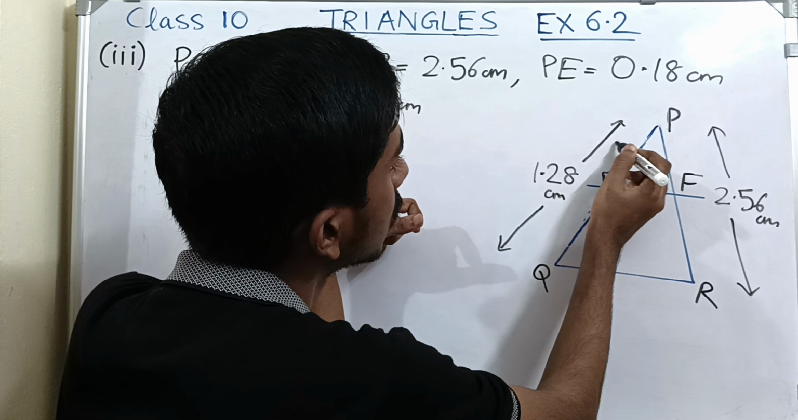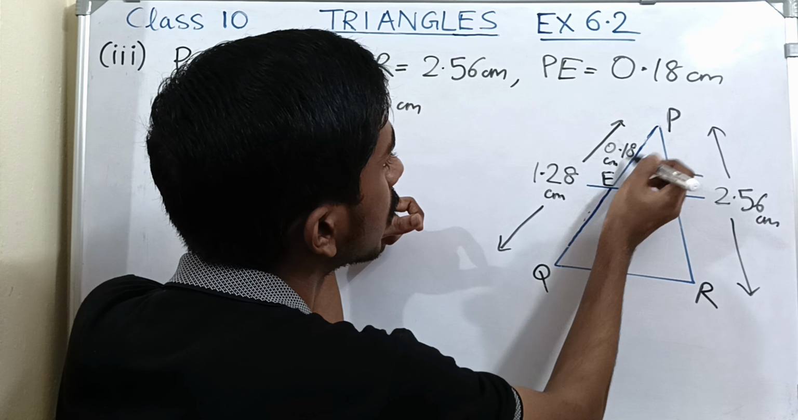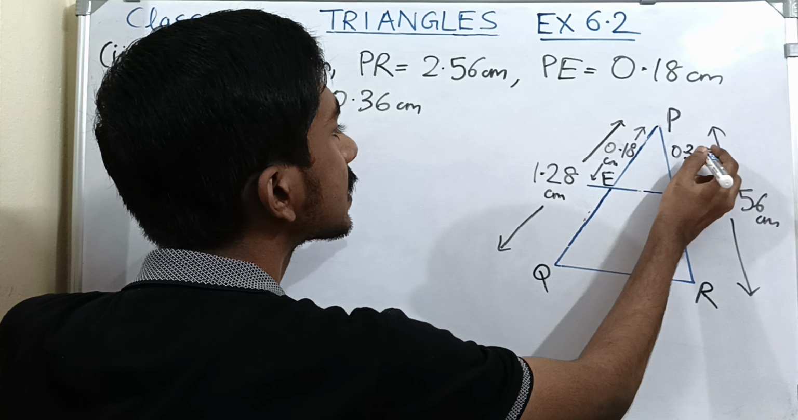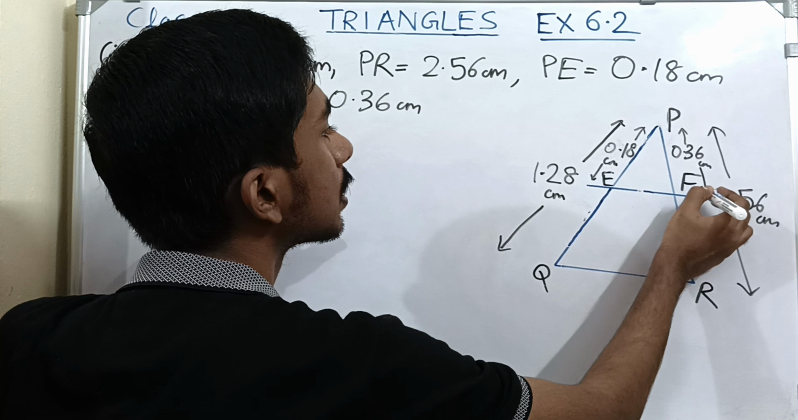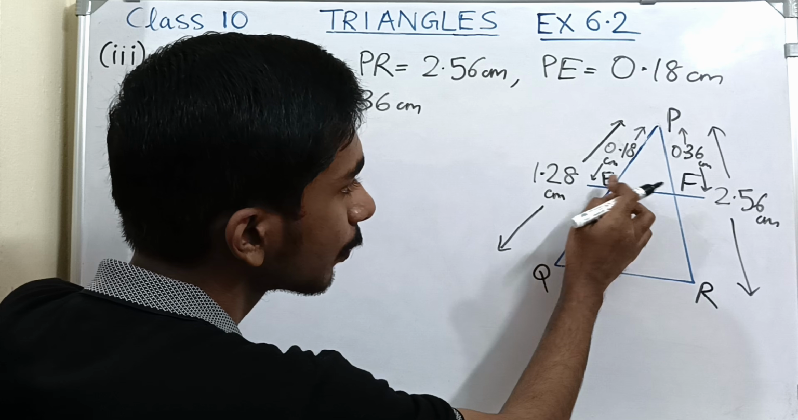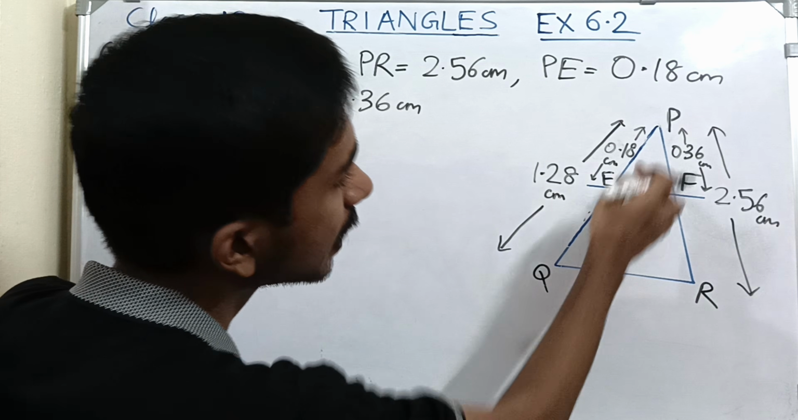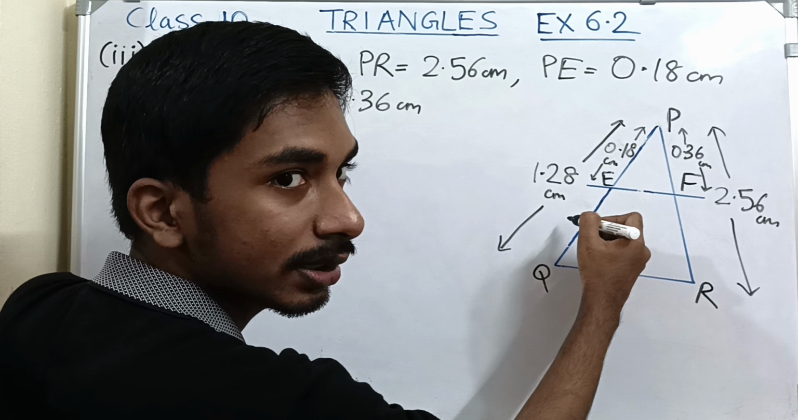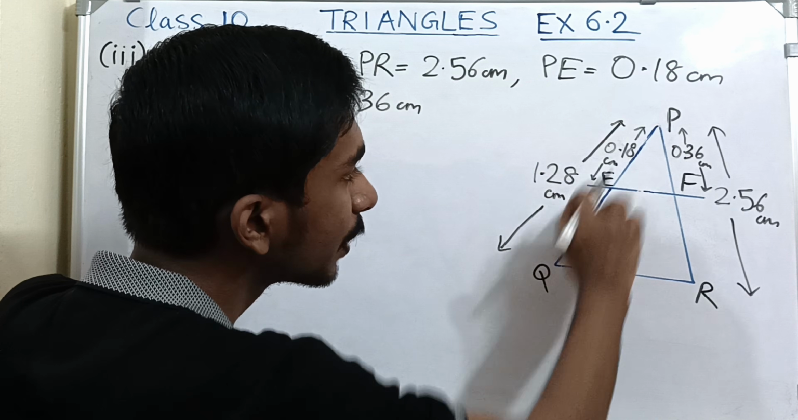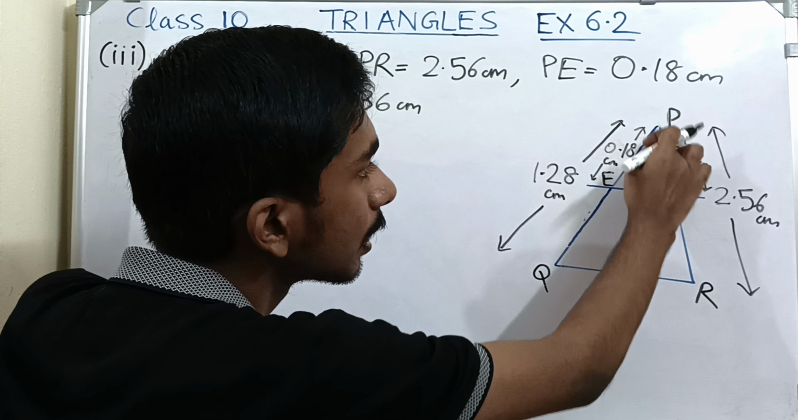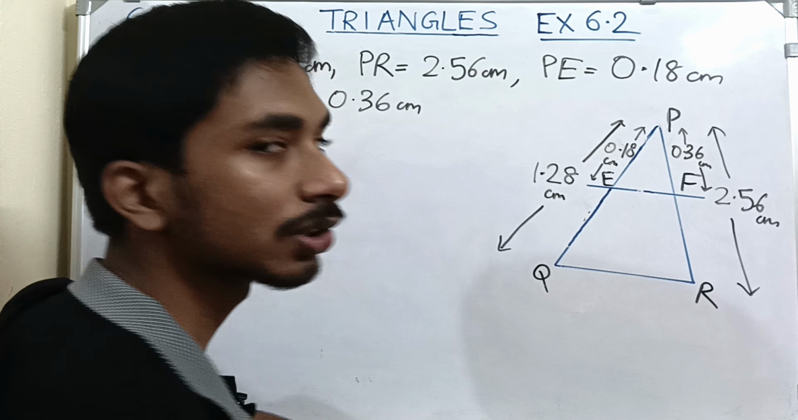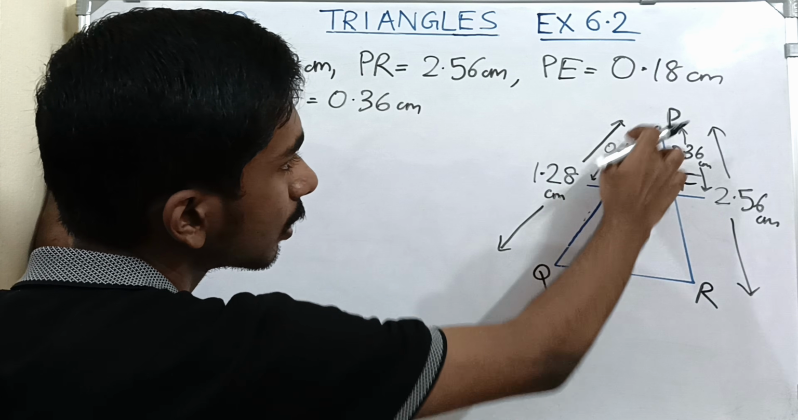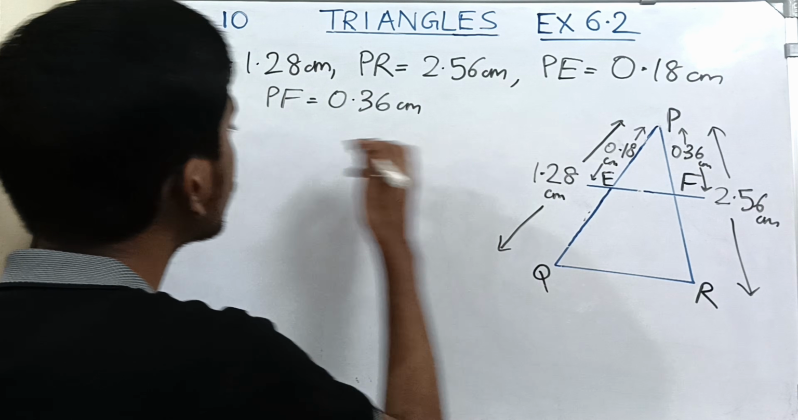So this line segment PE is given 0.18 centimeter. And PF is given 0.36 centimeters, this line segment. Now if I want to check if EF is parallel to QR, I have to check the ratio PE over EQ. But I don't have the EQ length. So in this bigger length PQ, I will minus this PE part, then I will get this part. So first I will do that. EQ is equal to this big line segment PQ minus this PE.